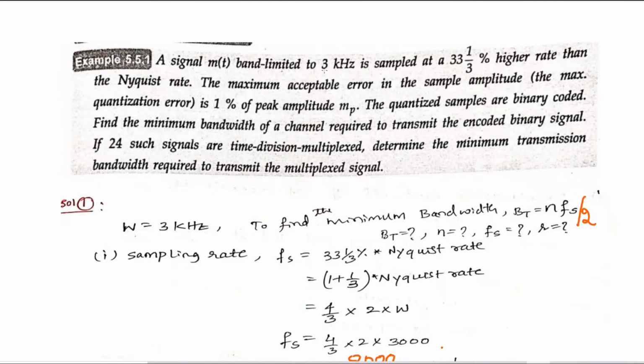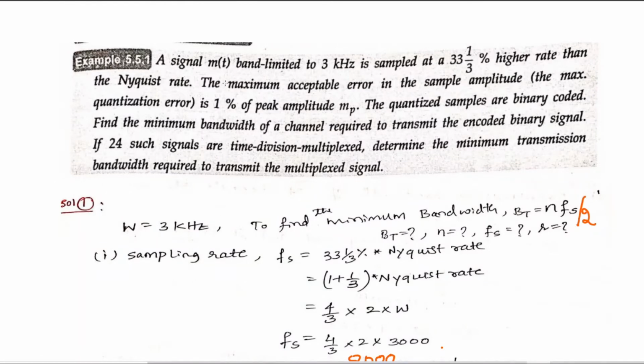A signal m(t) band limited to 3 kHz is sampled at 33 1/3% higher rate than the Nyquist rate. That means it is 1 plus 1/3 times the Nyquist rate. A sampling rate of 1 plus 1/3, or 1.33 times the Nyquist rate, has been used to sample the signal, which has a bandwidth of 3 kilohertz. So it is band limited to 3 kilohertz, meaning bandwidth omega is 3 kilohertz.